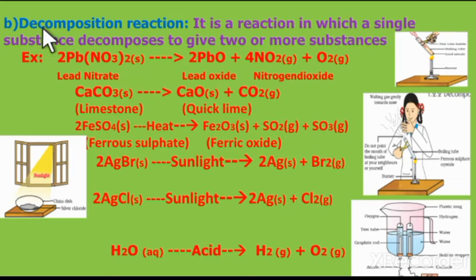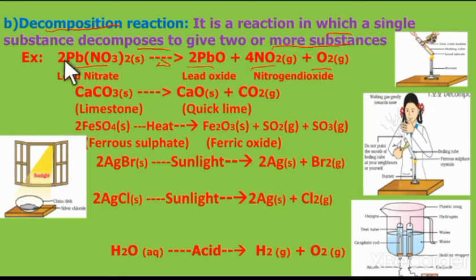Next, the second type of chemical reaction is the decomposition reaction. It is a reaction in which a single substance decomposes to give two or more substances. Those reactions are known as chemical decomposition reactions. Here, lead nitrate Pb(NO3)2 on heating decomposes to give lead oxide, nitrogen dioxide plus oxygen gas.